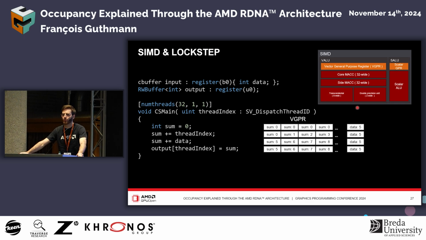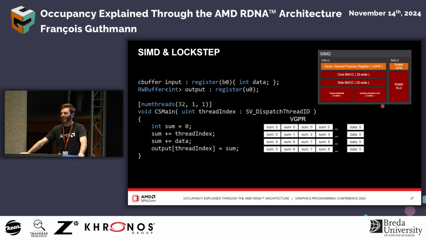So if you've ever heard that trigonometric operations are slow on the GPU, this is one of the reasons why. It's just not as wide as the other one. We usually say that it is quarter rate because it is 4 times as small as the core MAC. And we also have a double precision unit, which is 2 wide, so it's even slower. And I think our friends at Epic have noticed.